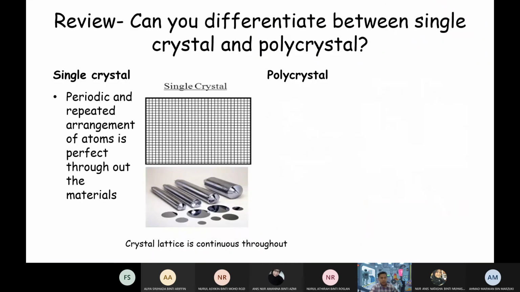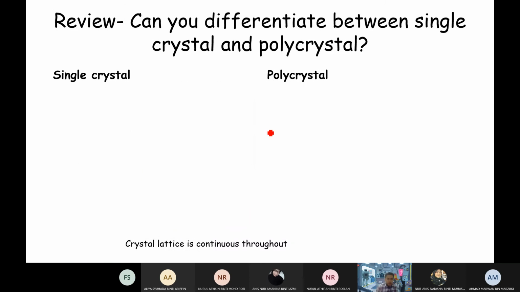Before we stop our class, just a quick review. Can you differentiate between single crystal and polycrystal? Can you differentiate between these two?